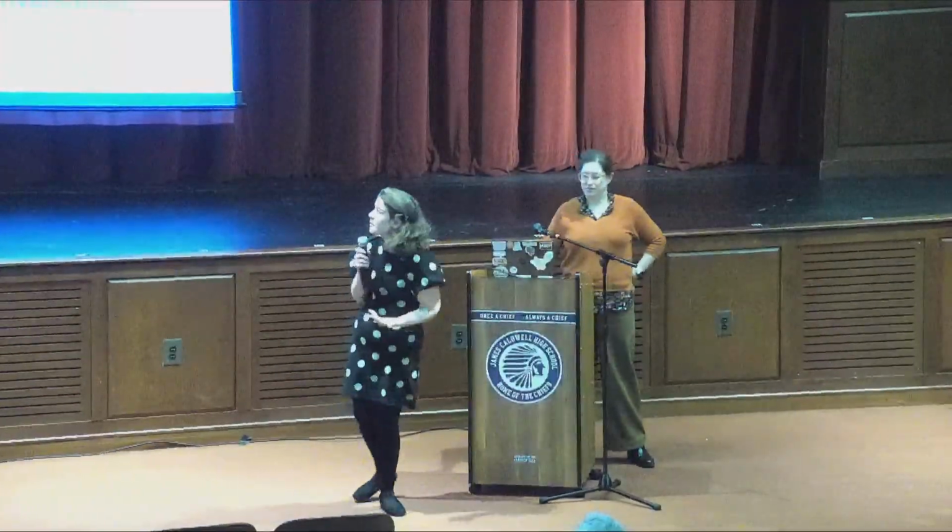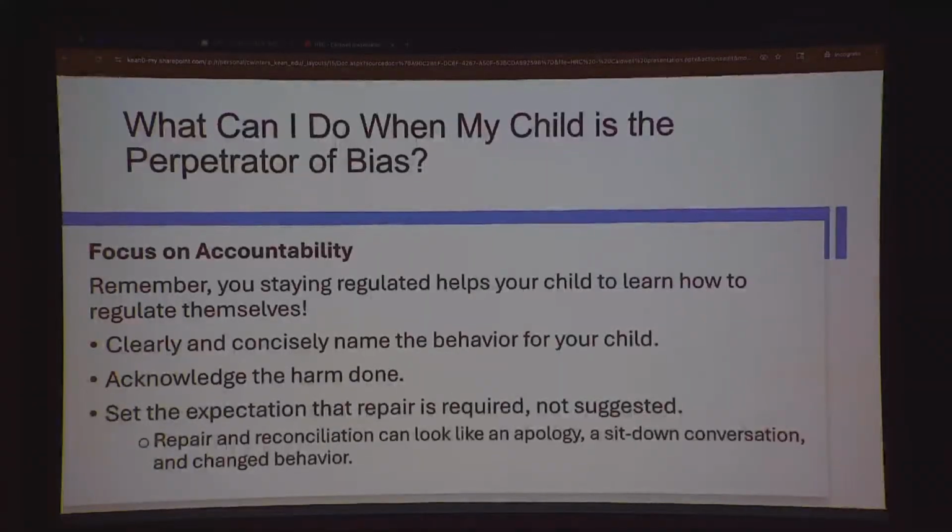Okay. So focus on the accountability. Again, staying regulated helps your child learn to regulate themselves. Be clear and conscious to name the behavior. We don't have to be afraid of the behavior. We can openly say, this is what you did. I want to hear from you as to why and why it caused harm. Acknowledge that you're going to set expectations.